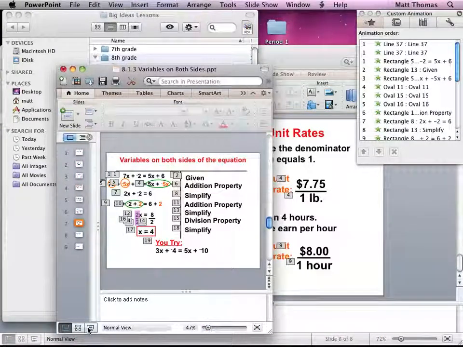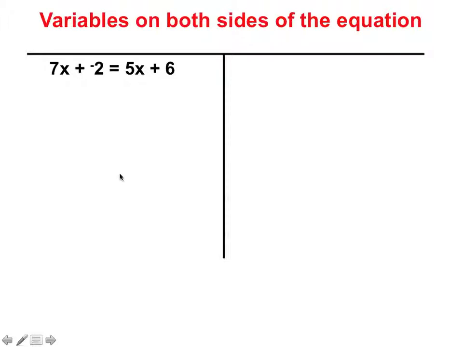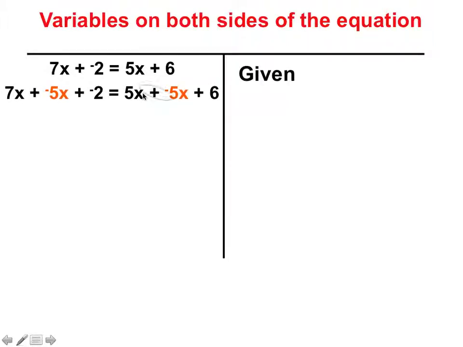Hey everybody, we're starting something new today. We've been doing equations like this one for a little while now, a couple of days, and we have variables on both sides of the equation. So we've solved them by making sure that all the variables go to either one side or the other side. And we do that simply by using the addition property of equality.